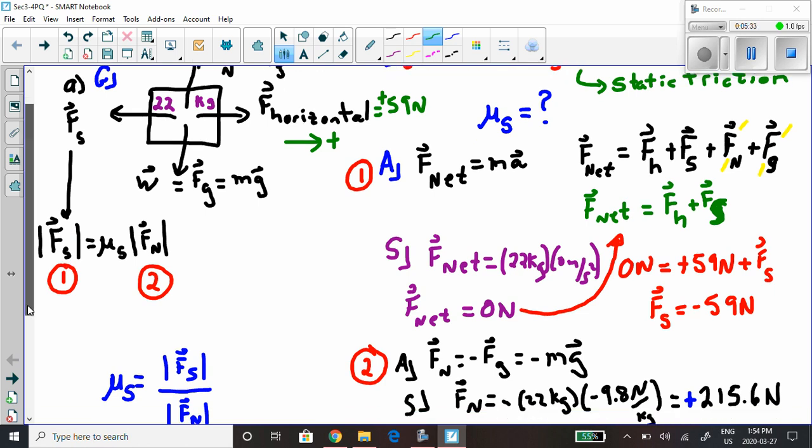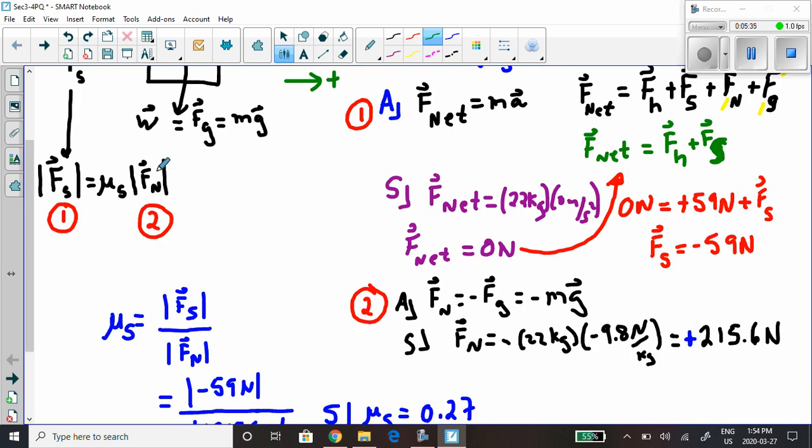So now I can move on to part two, figuring out what the normal force is. Well, we know that the normal force is equal in magnitude but opposite in direction to the force of gravity. And we know the equation for the force of gravity. It's the mass of the object times the gravitational field strength near the surface of the Earth. So let's substitute our values in here.